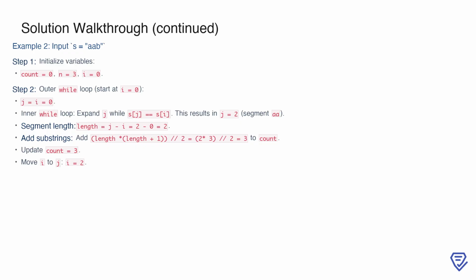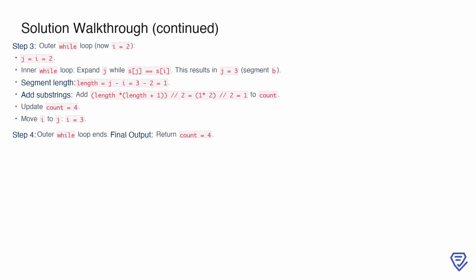The length of the segment is calculated as j minus i, which equals 2. Using the formula length times (length plus 1) divided by 2, the number of substrings in this segment is calculated as 3. We add this to count, updating it to 3. After processing this segment, we move i to j, setting i to 2 to check the next segment.